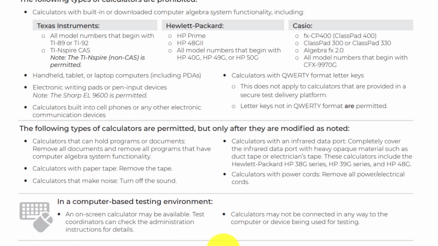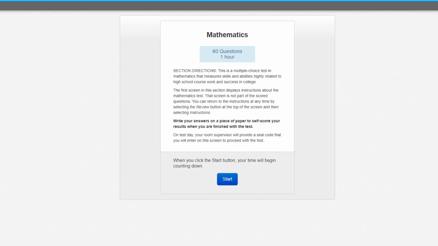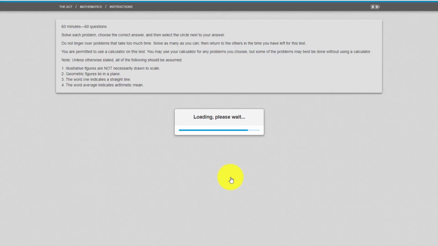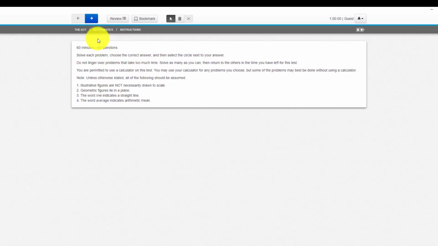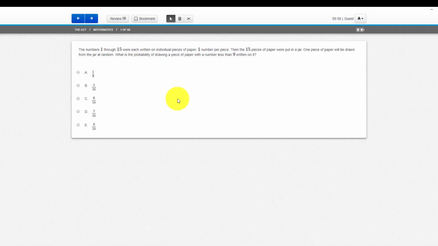So I want to show you what that looks like. I'm going to go to TestNav just to show you. Okay, so I'm on the math test in TestNav, and when I get to the math test, I'm going to go to a few questions. All right, so I'm on this problem, and here's where the calculator is for the student. So the calculator is right here.